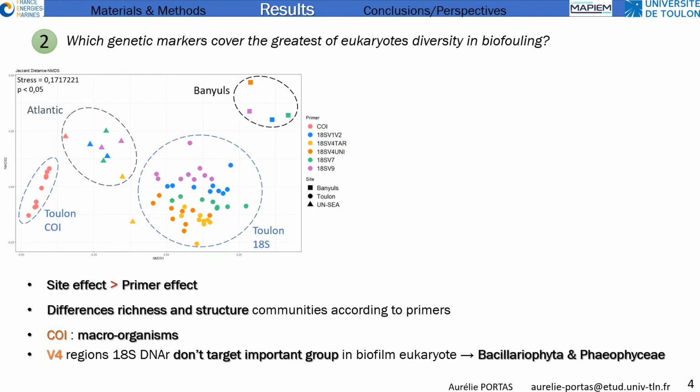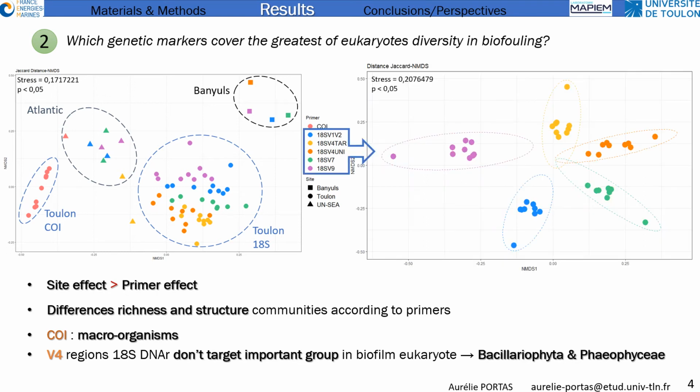In the second part, we look at how primers influence the diversity. At first sight, we can see on the NMDS that the major clustering factor was the site. However, when we focus on the same samples, the second NMDS demonstrated community structure dissimilarities according to primers. CO1 generated the most dissimilar communities, displaying in addition the lowest richness. Affiliation showed that CO1 only targeted microorganisms.